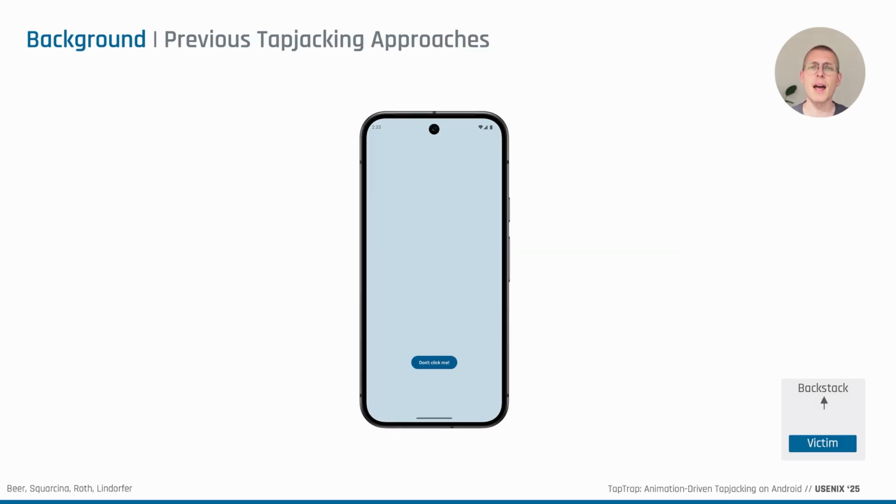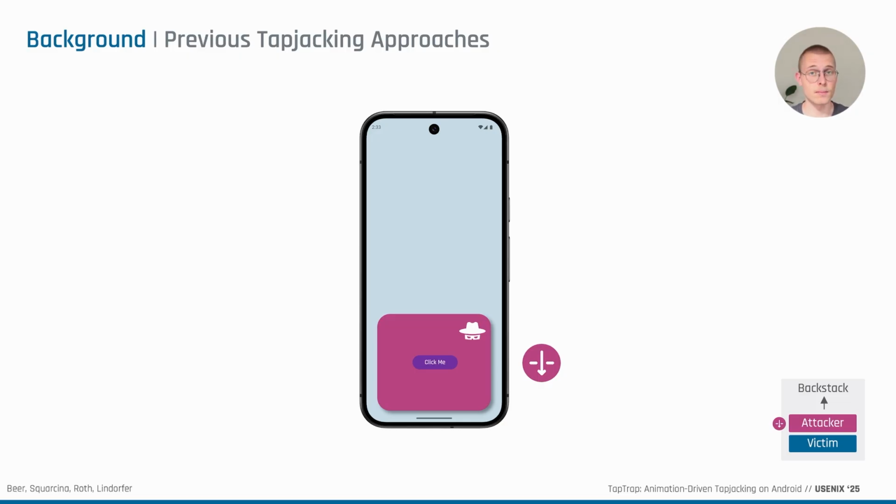So how did previous Tapjacking attacks work? Assume that we have a malicious app that contains a sensitive UI element, such as this "Don't click me" button here. A malicious app can launch some kind of overlay over the victim app. As we've already heard, usually the element that is on top of the backstack is the one that receives user inputs. So in this case here, the overlay would receive user inputs. The malicious app can make this activity pass through. That means the touches pass through to the underlying layer.